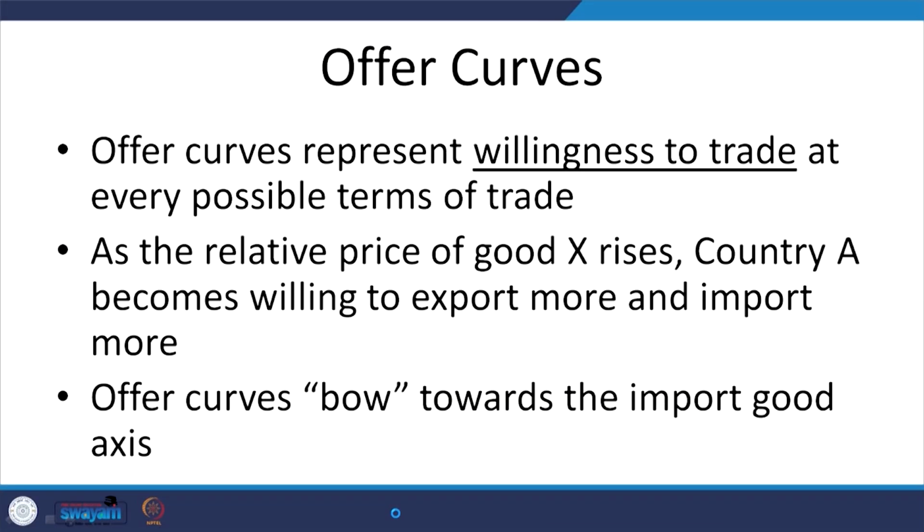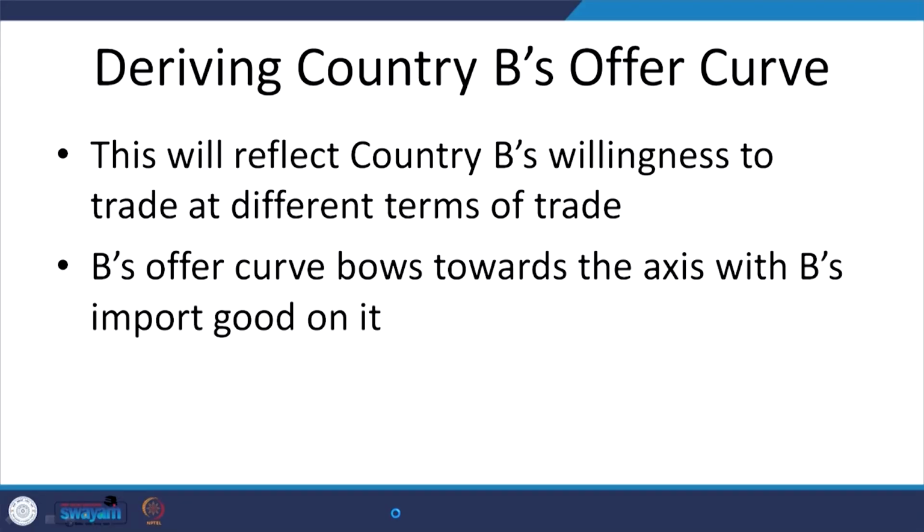So, the offer curve is actually bowed towards the import good axis. Why the import good axis? We need to check that again. Similarly, country B's offer curve will be just the reverse, because the terms of trade which refer to country A will be reversed for country B.